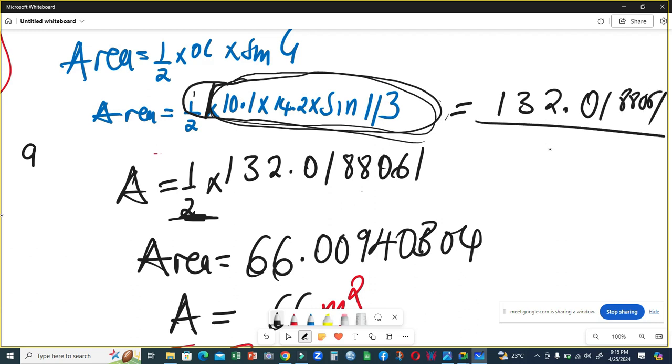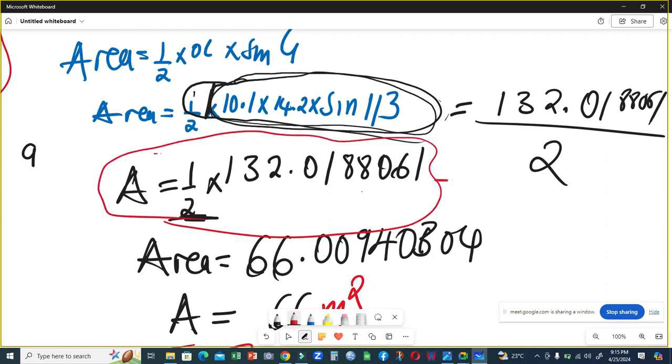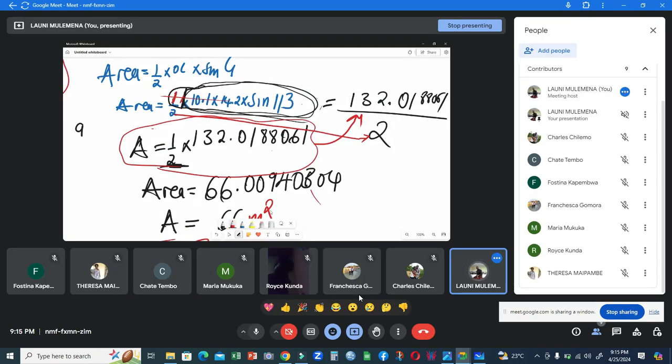132.0188061 over 2. We would have written it in this way at this stage. So you can multiply this 1 times everything which is on top to have this over, you take this 2, you bring it down here as a denominator. I don't know whether I've answered your question. If not, please tell me. Madam Maria, give me feedback. Okay, thank you. Another question?